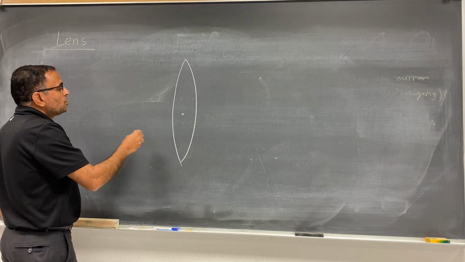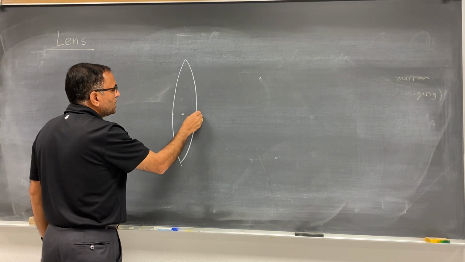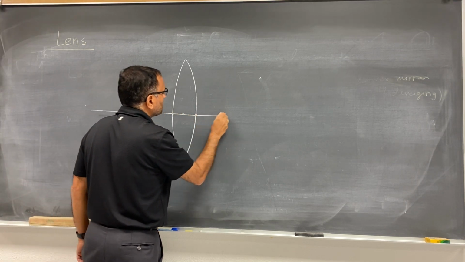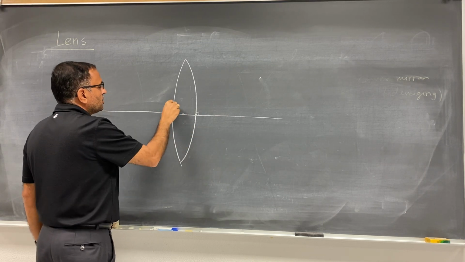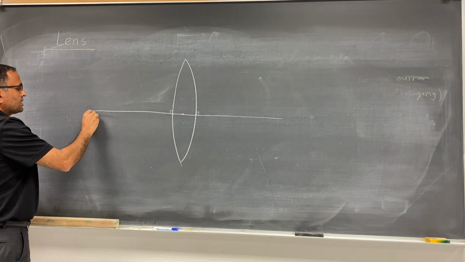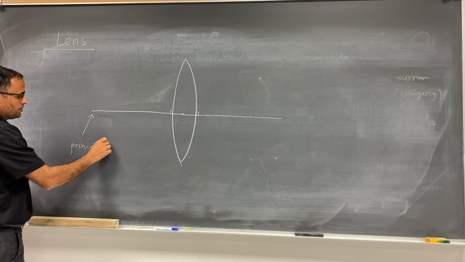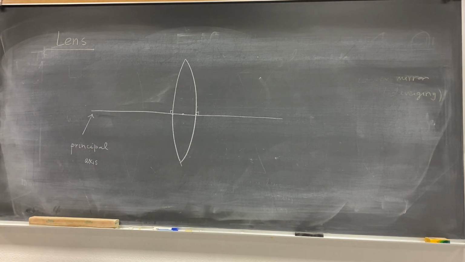If you draw the line passing through this point and perpendicular here and perpendicular there, if you draw the line like this, it is perpendicular here, perpendicular there, you have to draw the tangent there. So this line is called the principal axis. This is your principal axis.